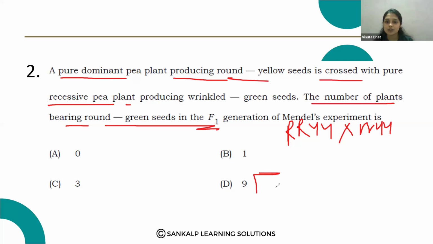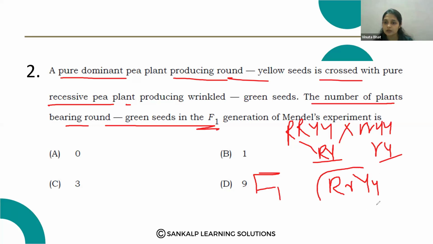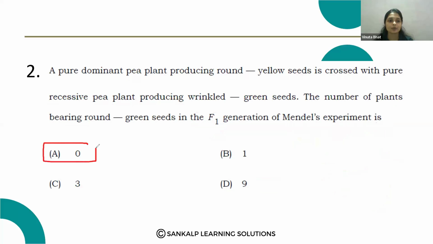In the F1 generation, these produce the gametes capital R capital Y, and here small r small y are the gametes. F1 generation: capital R small r capital Y small y. So this is the F1 generation plant, that is round yellow seeds are produced, but round green seeds are not produced in the F1 generation. In the F2 generation they are produced. Okay, so that is option A, 0. Option A is the correct answer.